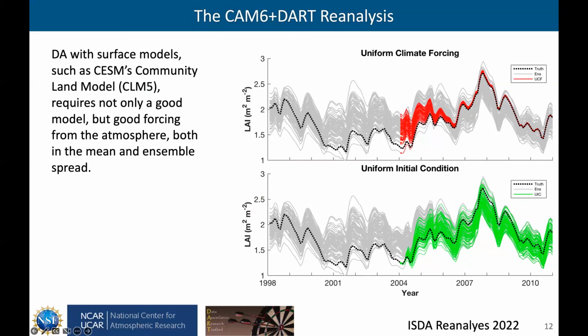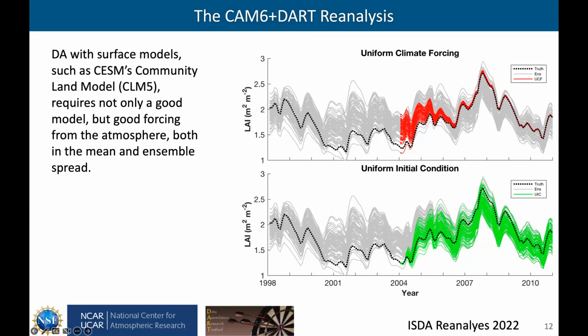So here's an illustration from the Community Land Model. The top picture shows what happens to a leaf area index when the initial ensemble has spread, which are the red curves, but the same atmospheric forcing is applied to each. The ensemble collapses with time. The bottom shows the ensemble starting from a single state, green curves, but each member is forced by a different atmosphere from a reanalysis. The ensemble develops and maintains spread, which is crucial for ensemble data assimilation.